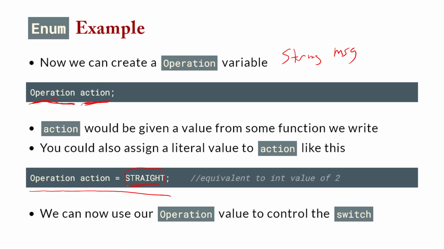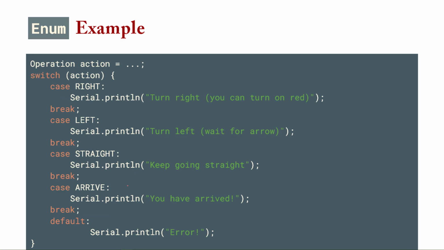And now, here's where this all comes together. We then use this new operation to support our switch statement. So now instead of saying int action, like before, we have operation action. We have our switch statement just like normal. But now, instead of having to say case 0, case 1, case 2, and then not really be clear what those were, we simply say case right, case left, case straight, case arrive. Okay? So using enum is simply a simplification. That's all we use it for.